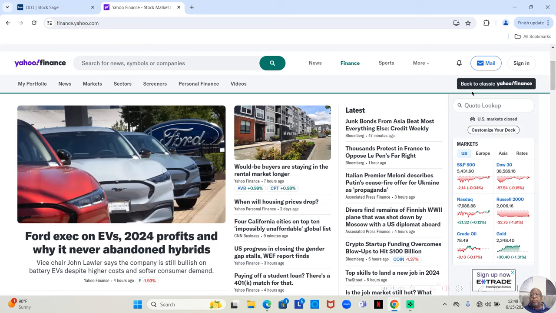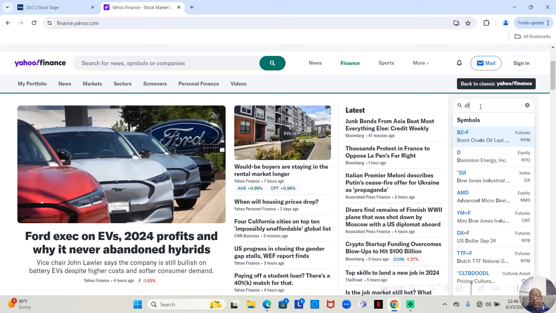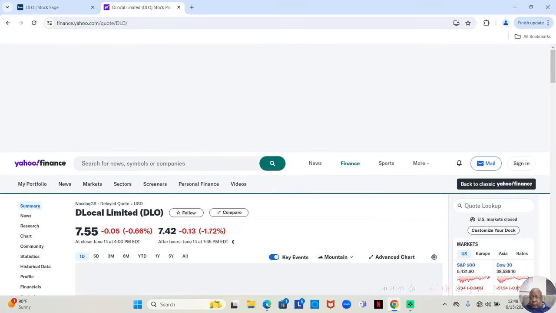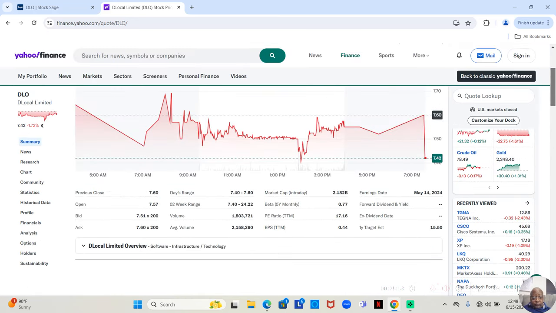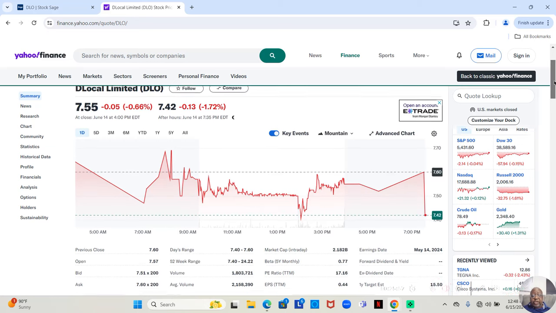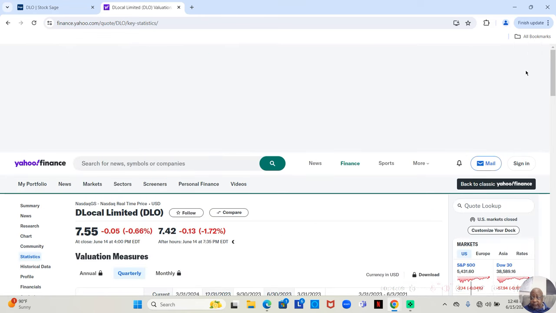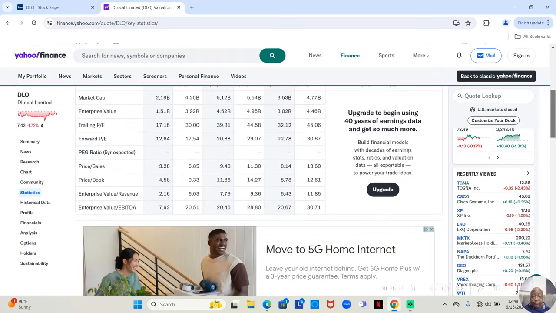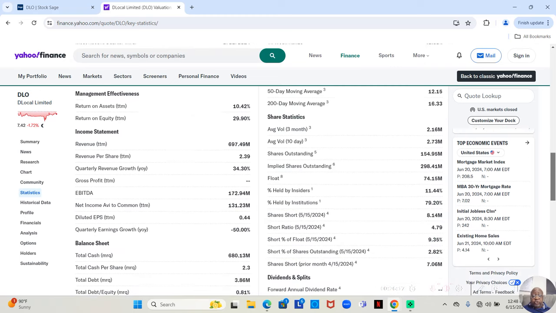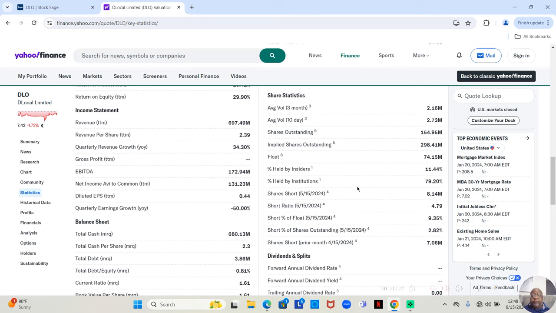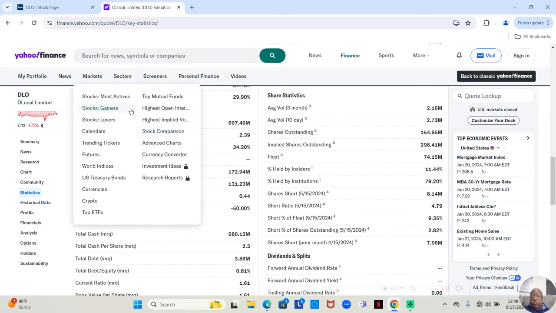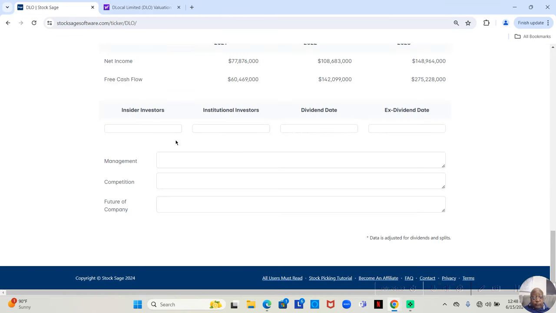And if we put in the ticker symbol for this stock, which if we remember it was DLO, it will pull that information up for us. Right here under the summary tab, well, actually, let's go to statistics first. If we go to statistics and scroll down, right here under share statistics, we can find percent held by insiders, percent held by institutions. So insiders was 11.44.